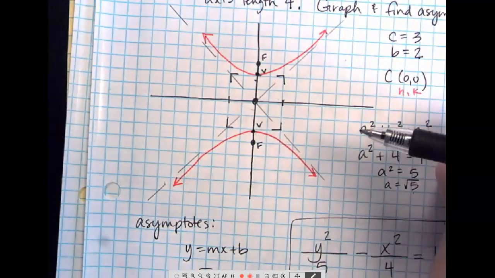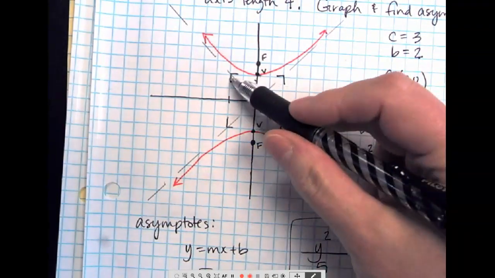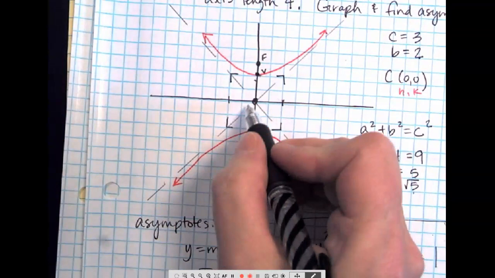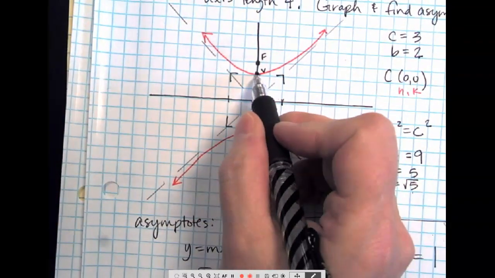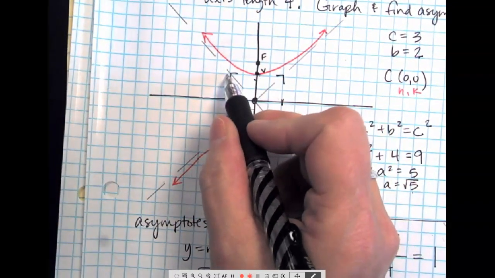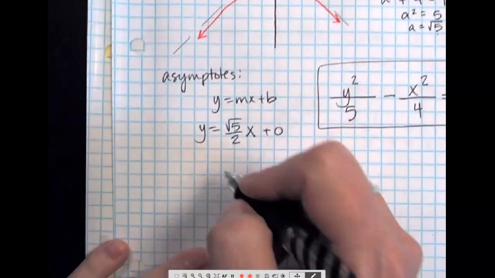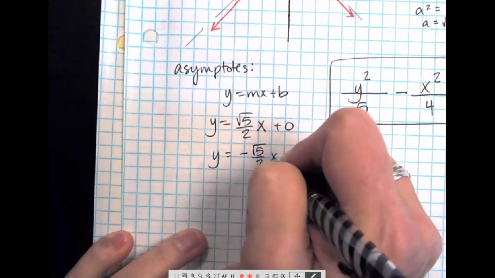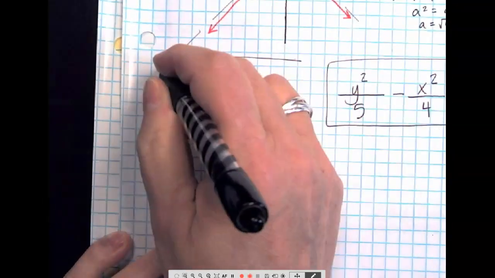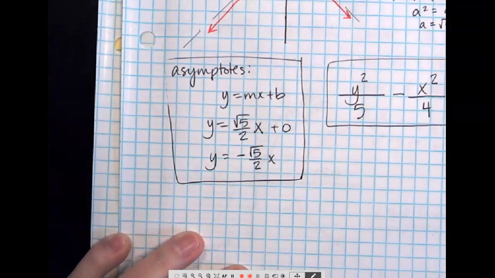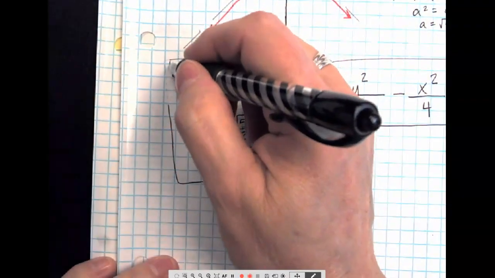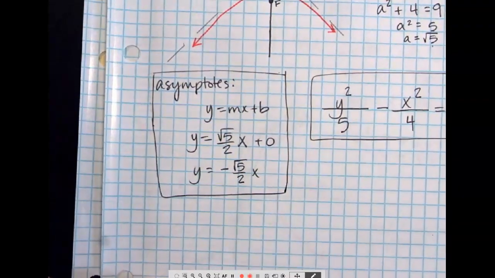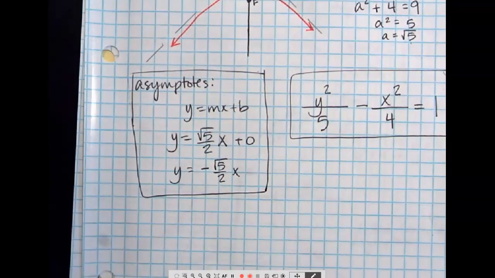Rise over run. Just count rise over run from center to a corner. Okay, so how much for this one? I rose square root of 5, but I ran negative 2. So that slope is negative square root of 5 over 2 x. Questions on that?